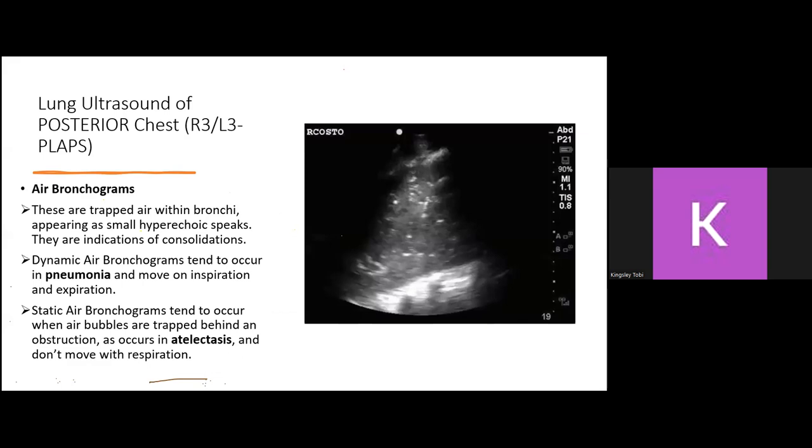Air bronchogram is something I quickly want to mention here, especially at point three of your posterior chest examination. We know air bronchograms can also be seen on chest X-ray and CT scan, but it's important in lung ultrasound because you can differentiate between dynamic air bronchograms and static air bronchograms. This is consolidation. When you see air bronchograms, hyperechoic structures within a less echoic area, it shows that air is trapped within those bronchi. If you see the air bronchogram move with respiration, it is diagnostic of pneumonia. But if the air bronchogram does not move with respiration, it shows that there is an obstruction, maybe atelectasis. So an air bronchogram that does not move with respiration is more of atelectasis.